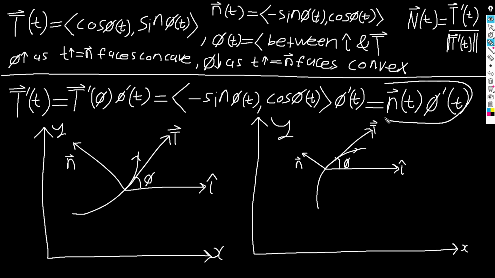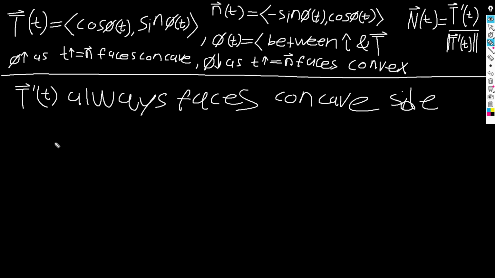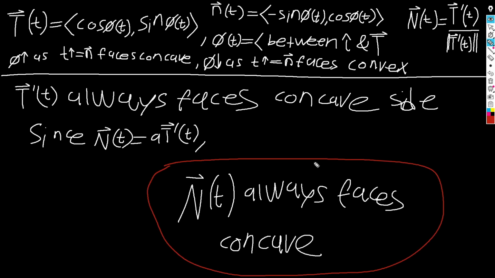What this is saying is that for intervals where n faces the concave side of C, t prime is facing the exact same way. But for intervals where n is facing the convex side of C, t prime is facing the exact opposite way. Or in short, t prime always faces the concave side of C. And since the unit normal, which is n of t, is just a scalar multiple of t prime of t, this means that the unit normal always faces the concave side of a vector function's graph.